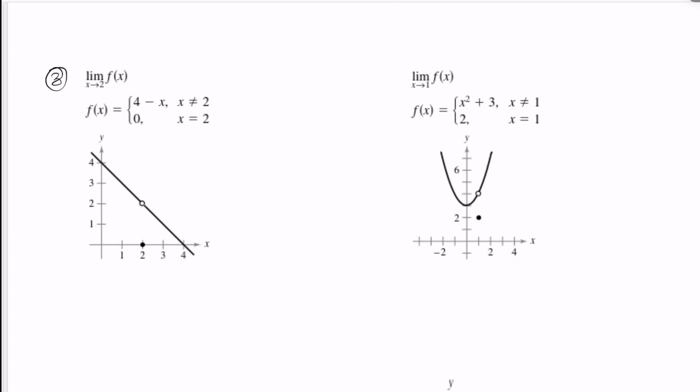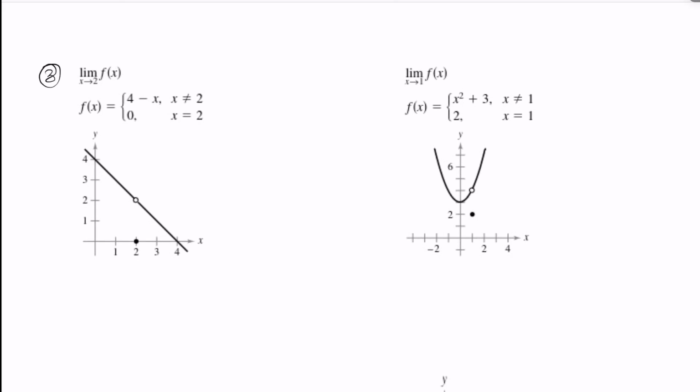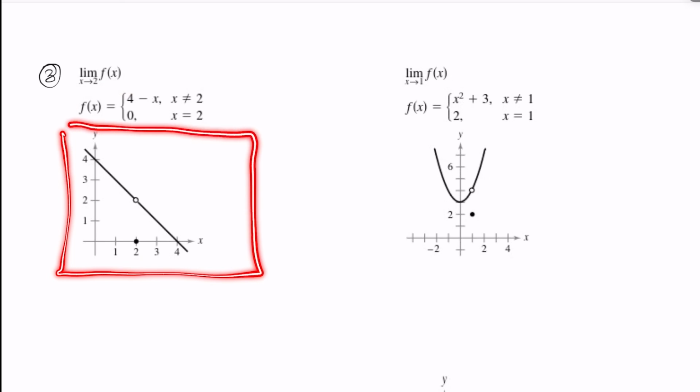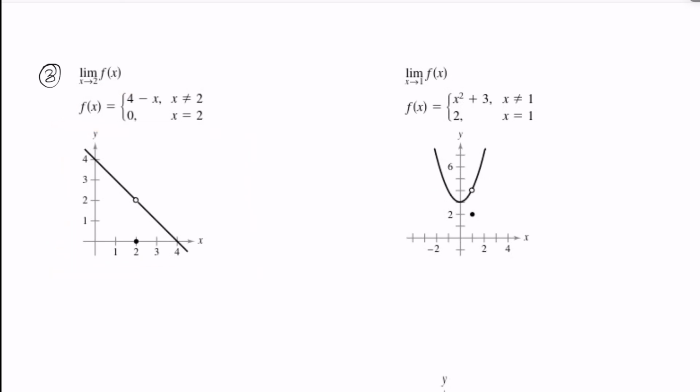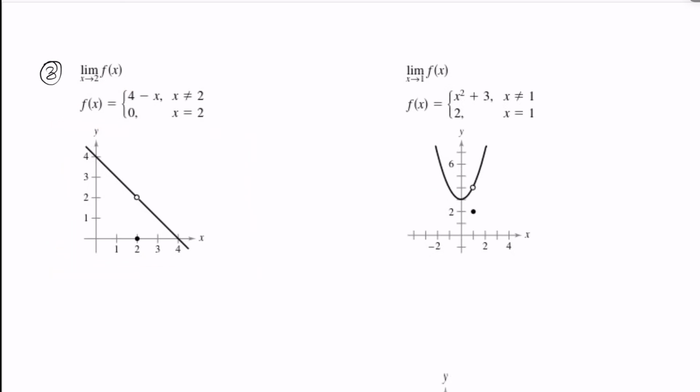So example 3, we want to find the limit of f of x as x approaches 2. And this is our function f of x. And this is the graph of f of x. So clearly we can see that we have to locate our value 2. This is the value 2. And if you substitute x equals 2, you realize that there is a hole in the function at a point.